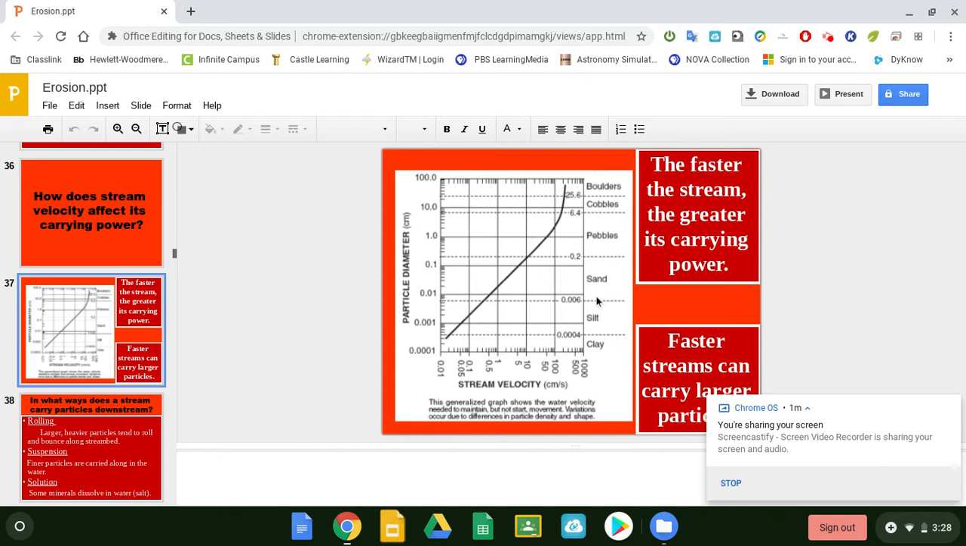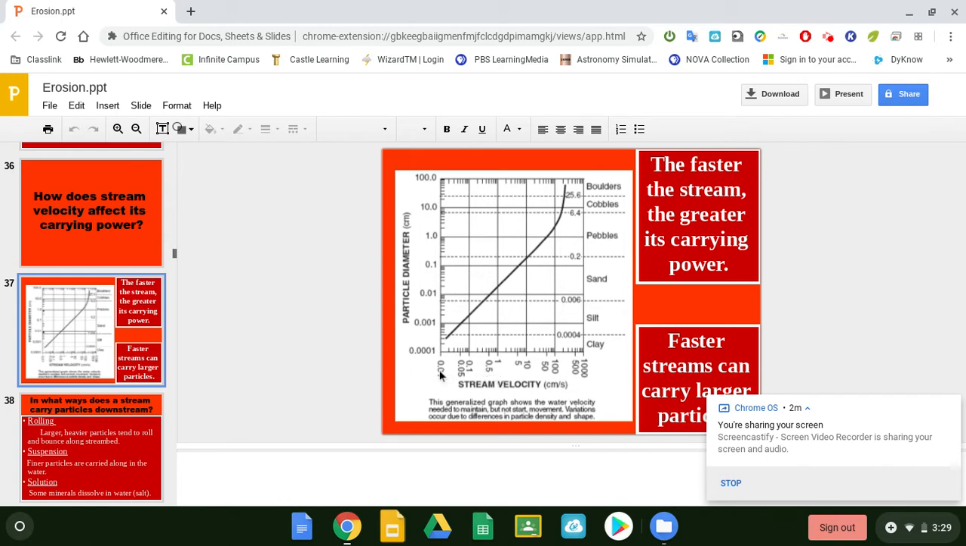So we've seen this before because here on the side is the name of the particle, and the size of it. We talked about it when we did porosity and permeability. We referenced this chart. Clay is the smallest, silt, then sand, pebbles are larger, cobbles, and then boulders are the largest. Now at this point, on the bottom is the velocity of the stream.